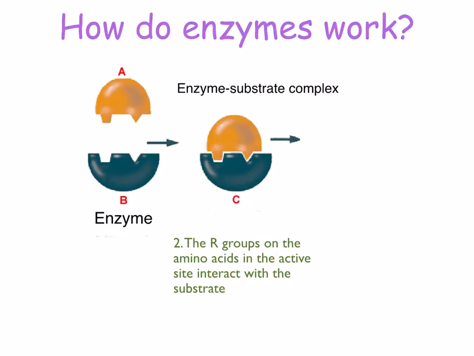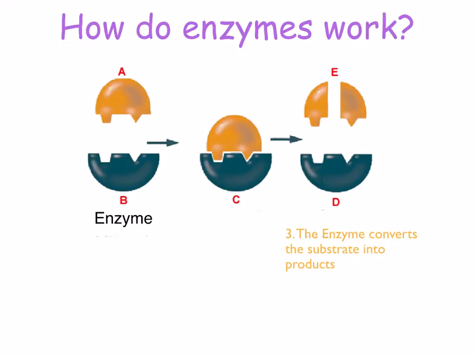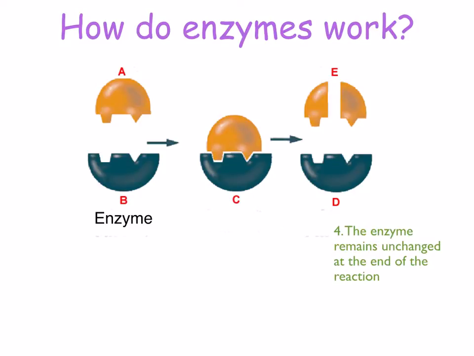The R groups on the amino acids in the active site interact with the substrate. This lowers the activation energy of the substrate, so it can actually break apart into its products. The enzyme can sometimes change the pH or even have a mechanical tug on the substrate. It'll make it easier for the substrate to break apart. So the enzyme converts the substrate into the products. And notice how the enzyme remains unchanged at the end of the reaction.